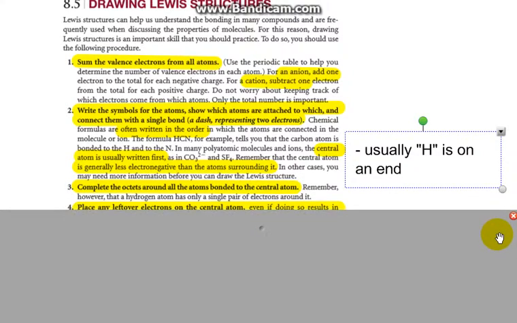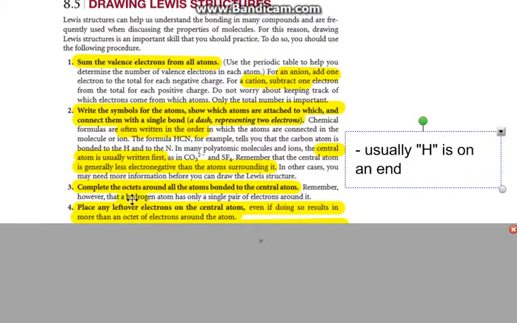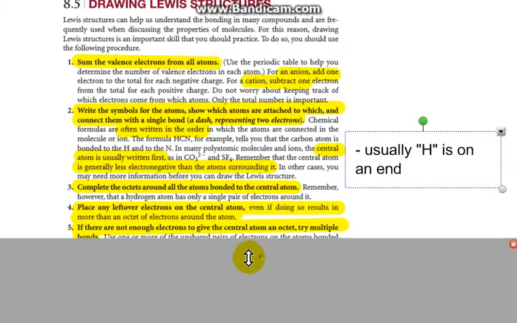So you complete octets around the surrounding atoms first, and then you look at the central atom to see what's happening, and that's number 4. Place any leftover electrons on the central atom, even if doing so results in more than an octet of electrons around the atom. So we will find out there are exceptions to the octet rule, and it has to do with that central atom. Sometimes the central atom gets more than it needs, 8. A couple of the atoms, such as boron, require only 6. I will inform you of exceptions like that, so you won't have to worry about it.